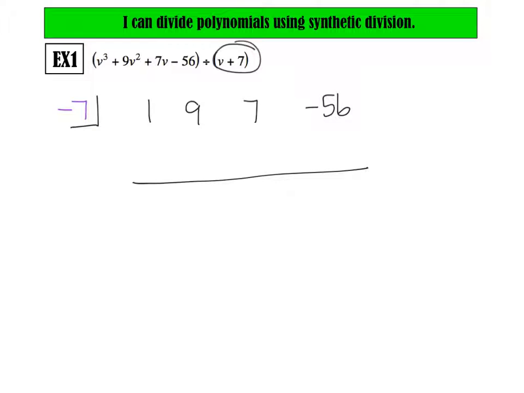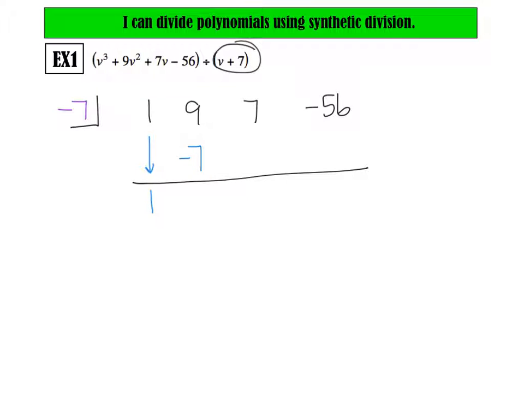Alright, so once I do that, the first step is that this leading coefficient just comes straight down. And so all we simply do now is we do negative 7 times 1, and we get negative 7, and then we just combine those.